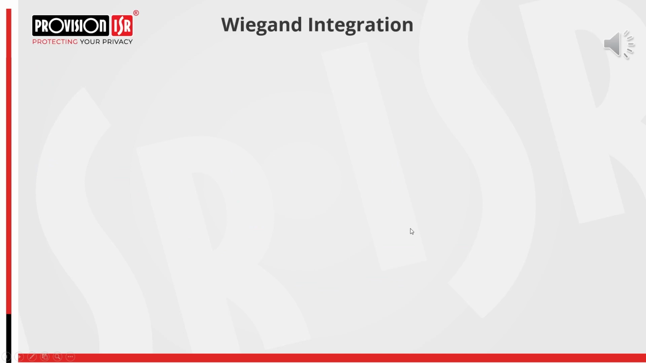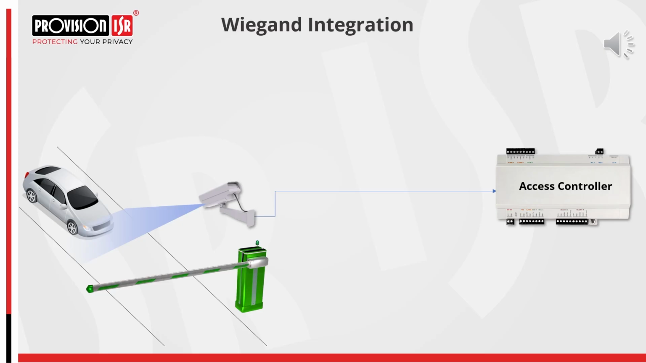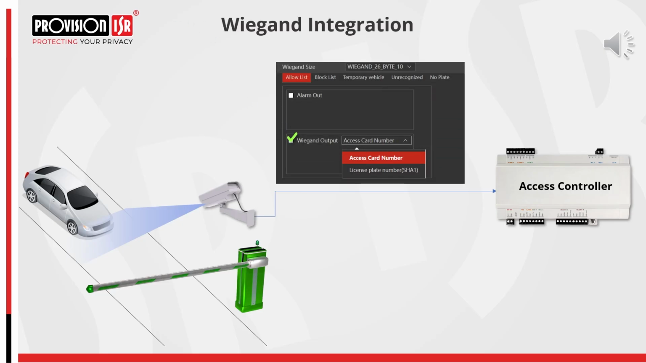Let's look at how the LPR camera integrates with an external access control system using the Wiegand protocol. Once the LPR camera reads a license plate, it can transmit data to the access controller in one of two ways: as an access card number, which corresponds to an internal identifier stored in the camera's database, or as the license plate number encoded using SHA-1 sent over the Wiegand interface. The access control system receives this data and performs its own verification.